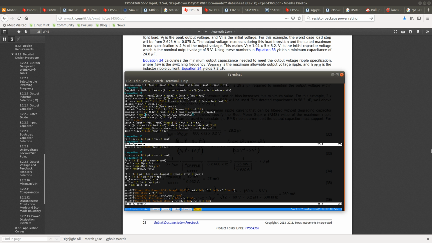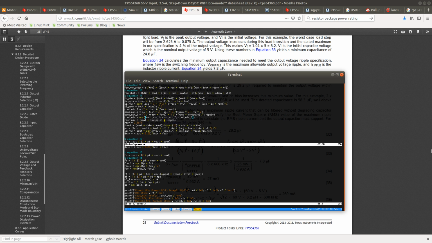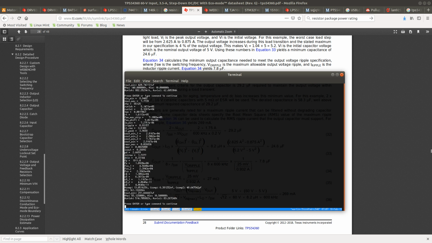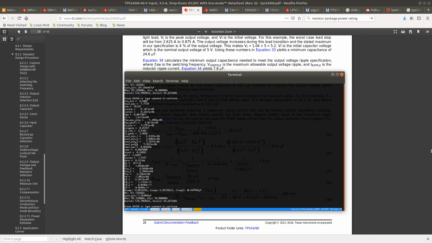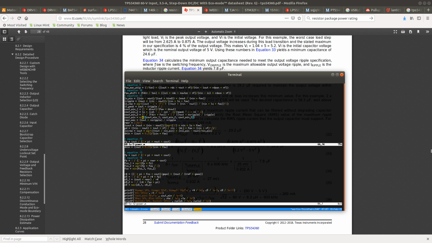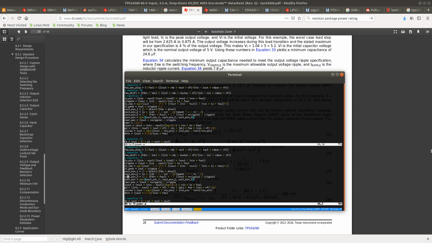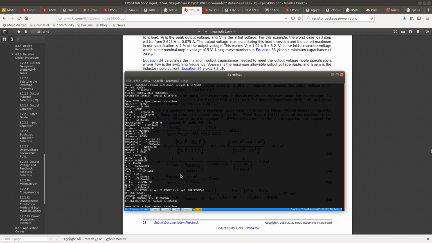I think this should be min. Yes, this should be the minimum of all of them. Of course, it should be min. So if I do it like this, then I get a minimum output capacitance of 1.68 microfarads. That's much better. So I'm using 100 microfarads, which is well within the limit.